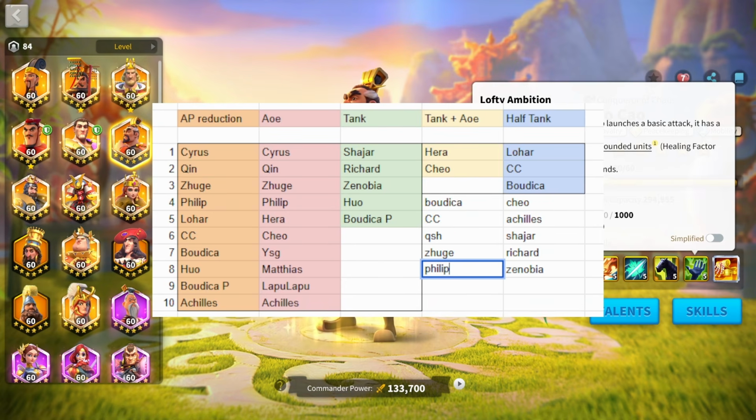Let's do Philip primary, Philip Zenobia. Then you can get your Hera in here, and you can get another chaining march. You can do, for example, Lohar Hera. So that's how you could do 6 chaining marches, for example, or you just leave one of those out. You have to find your own combination of what commander pairings work for you.